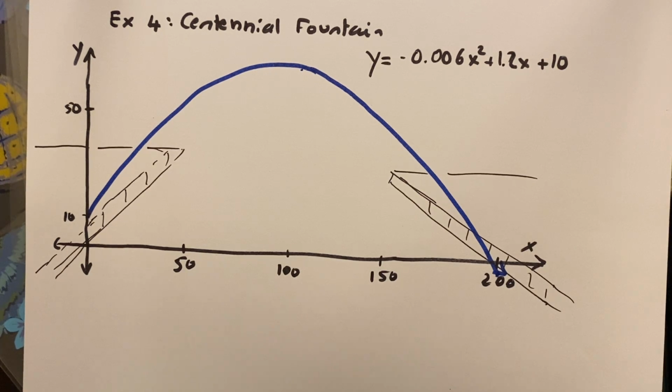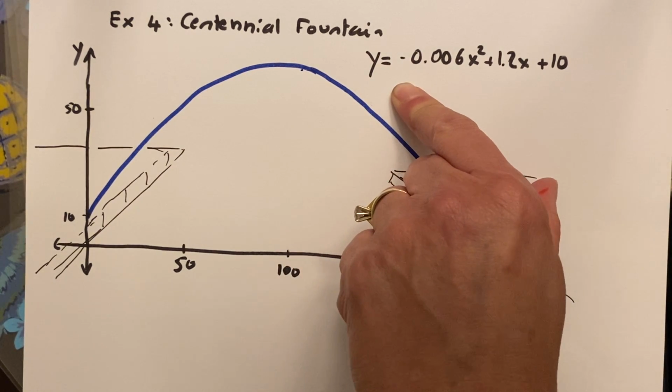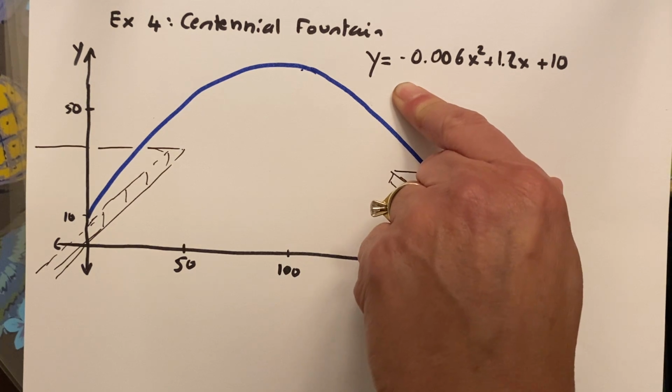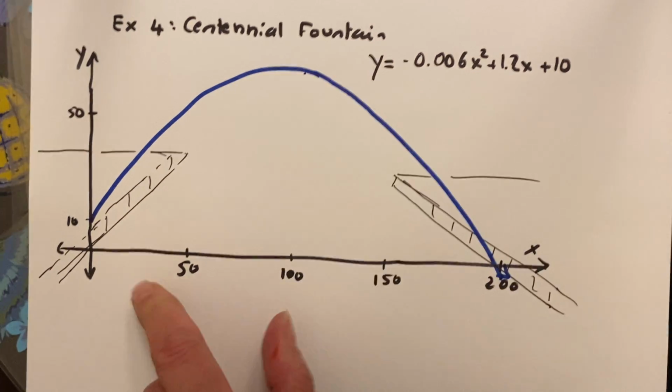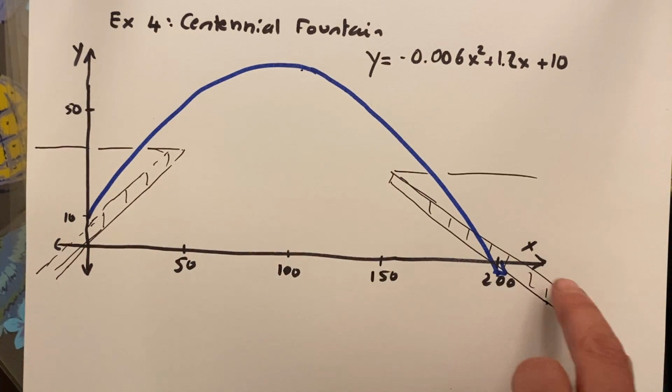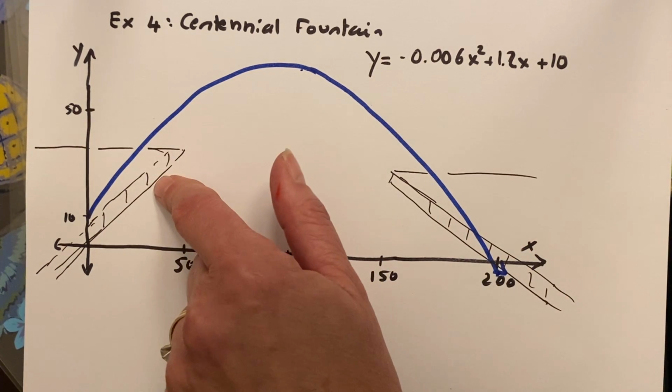This is example 4, and I prepared it a little bit ahead of time because I didn't want to use up time doing the actual drawing. So this is the Centennial Fountain in Chicago that shoots water in an arc that can be modeled by this equation: y equals negative 0.006x squared plus 1.2x plus 10, where x is the horizontal distance in feet from the shore. This is actually the North Shore, I didn't label it.